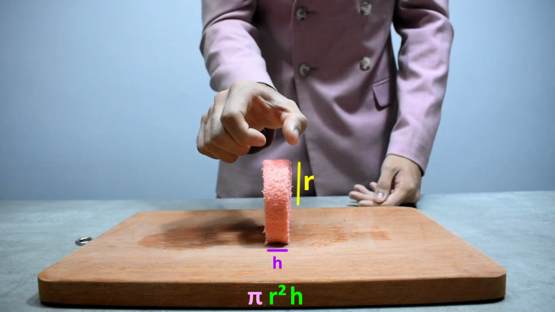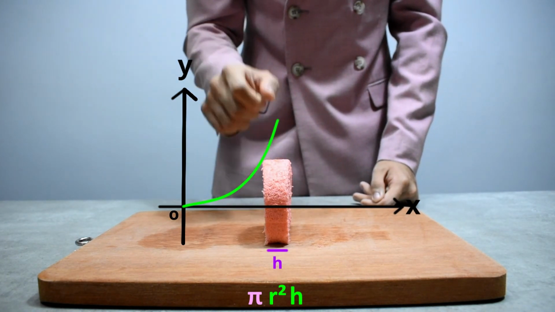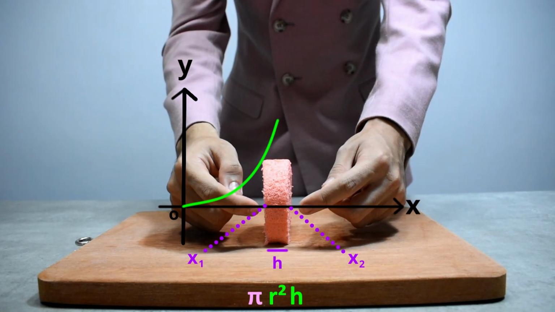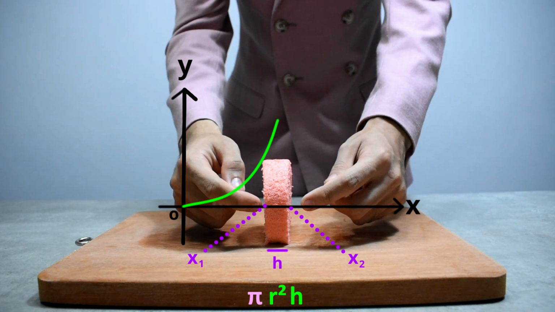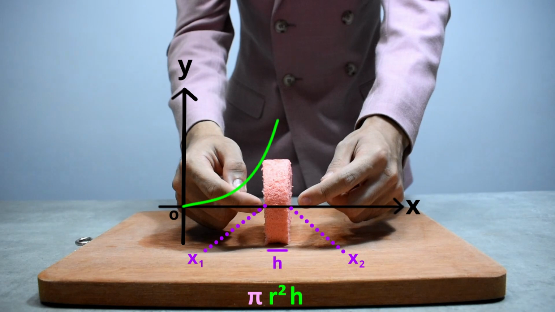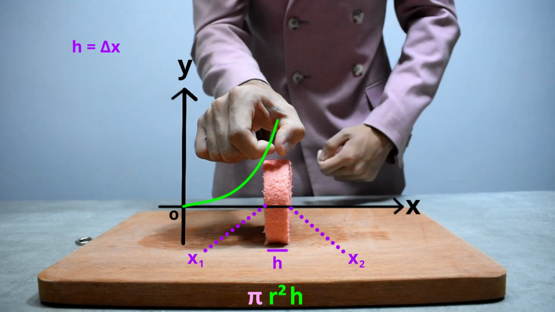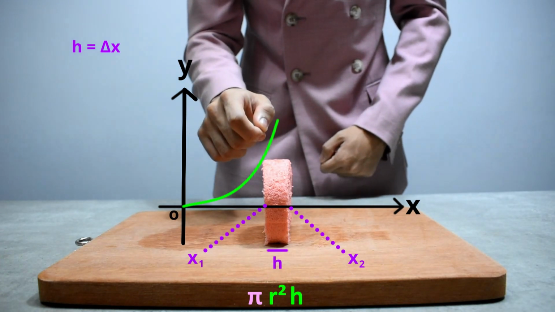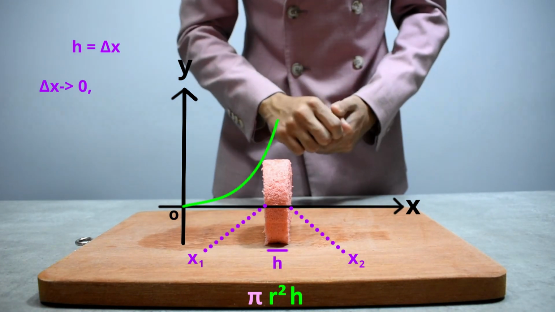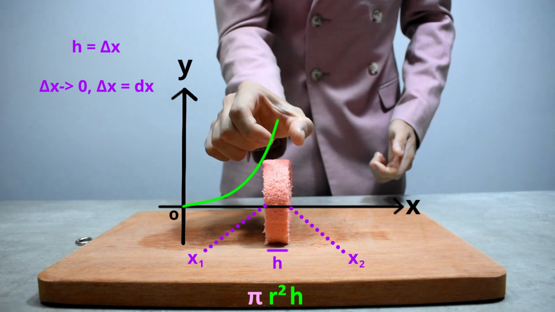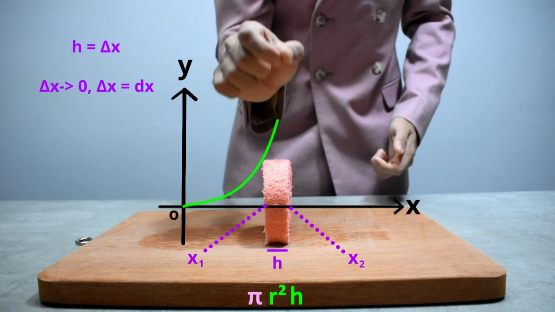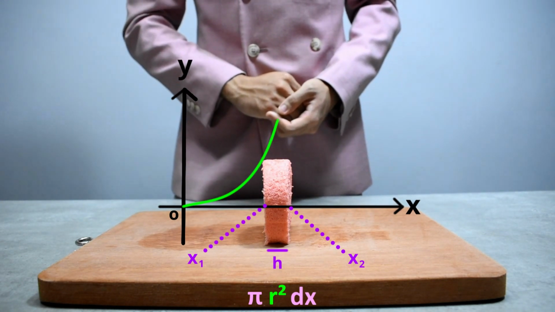Let's start with the h, the thickness. As you can see, it's the difference between these 2 points that are horizontal from each other, thus the difference is in their x coordinates, delta x. Since you want the width to be incredibly small and negligible to obtain a circle, delta x will be very close to 0, hence we have delta x approaching 0 and obtain dx, indicating a vanishingly small width. Therefore, h equals dx.